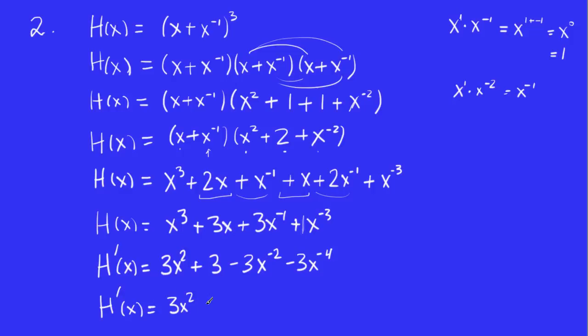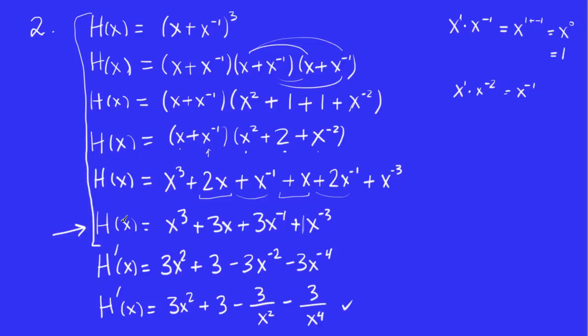3x squared plus 3 minus 3 over x squared minus 3 over x to the 4. And there we go. So this one required a little bit more work just in the preparation, right? After we got it all multiplied out, it wasn't very hard. The hard part, if it's even considered hard, is just to multiply this out to cube it.